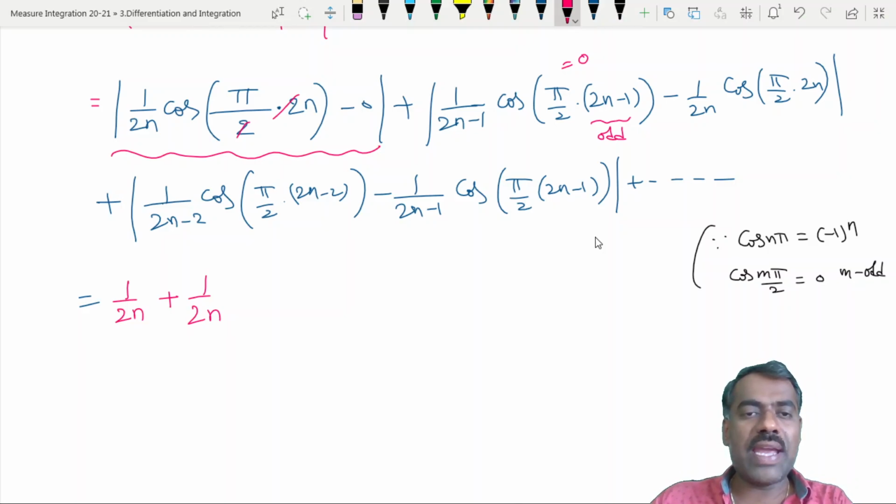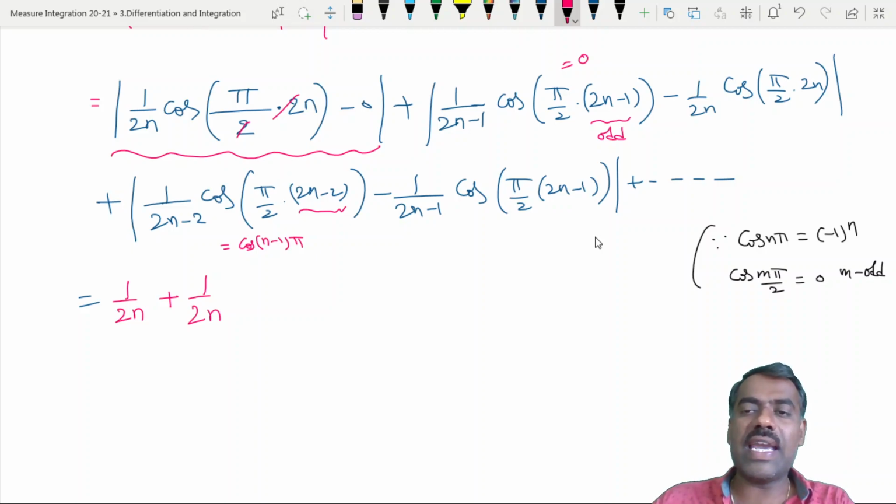1 by 2n minus 2. Now in this I can take 2 common, right? 2n minus 2, so if I take 2 common, it is n minus 1. 2 will get cancelled. So what is this? This is nothing but cos of (n minus 1) into pi. Yes or no? Whatever you are having here is the same as cos of (n minus 1) into pi.